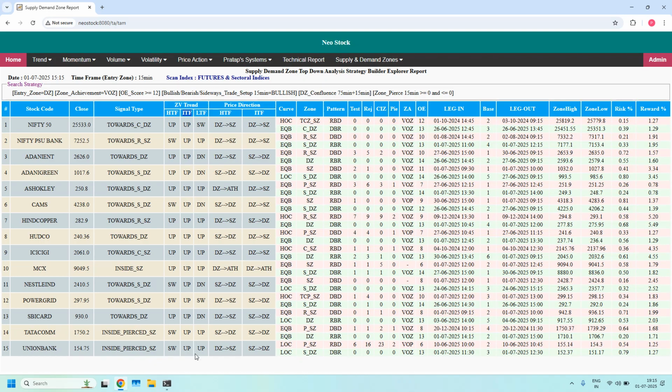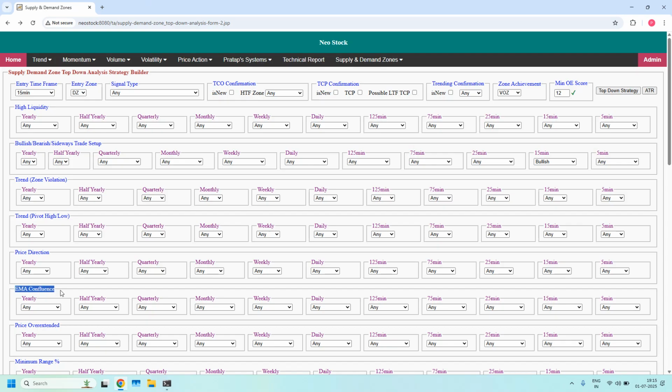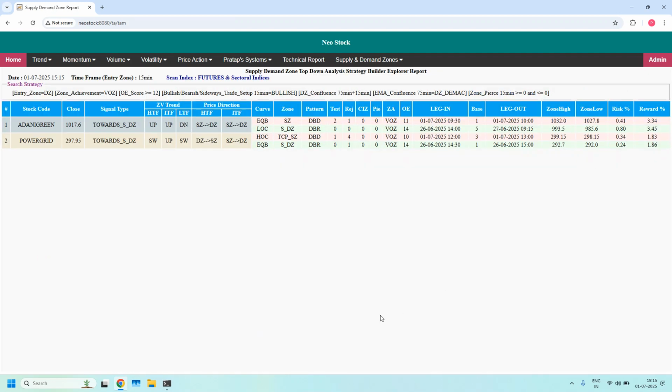So we can further filter based on 75 minutes demand zone with daily EMA confluence. So we got 2 stocks. That way these 2 15 minutes demand zones might have a better probability of success, provided the lesson 20 checklist items are satisfied. Otherwise zones might be violated.